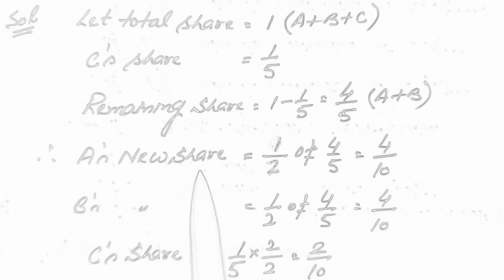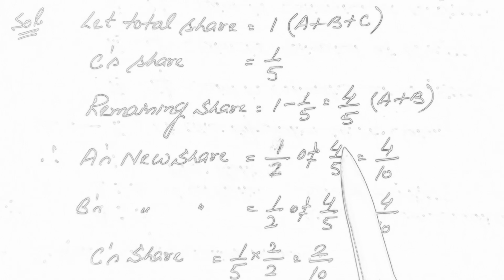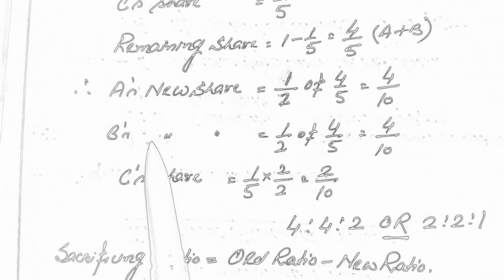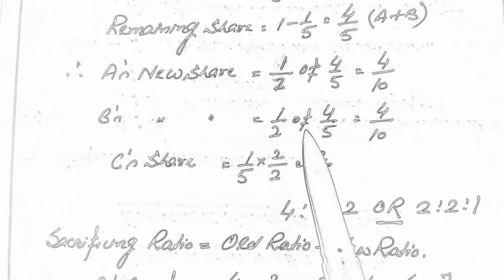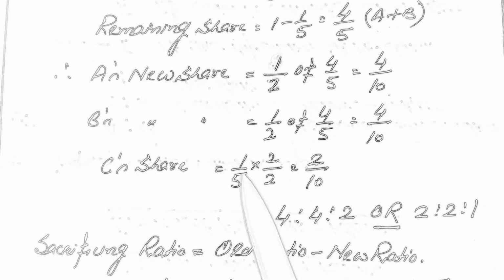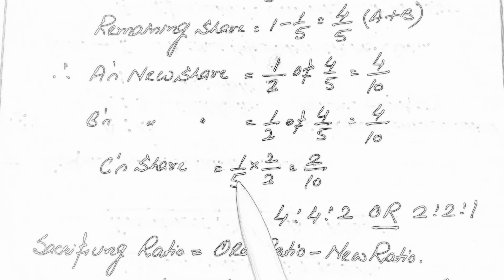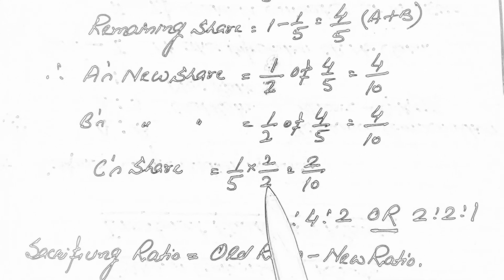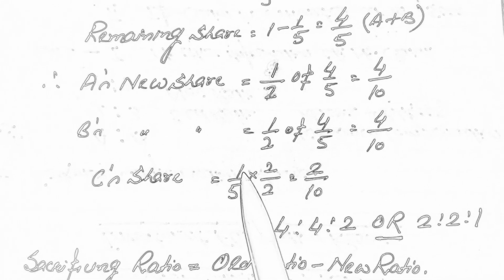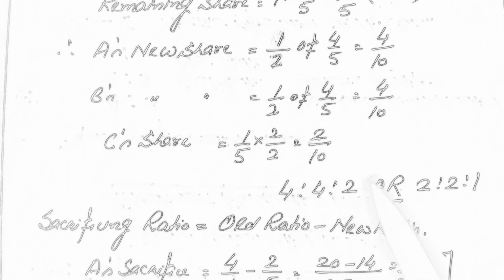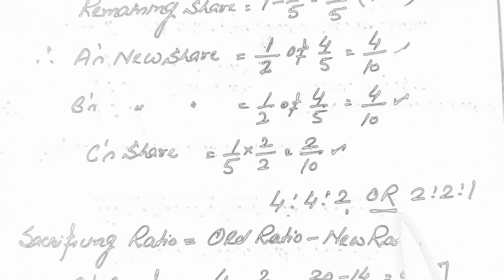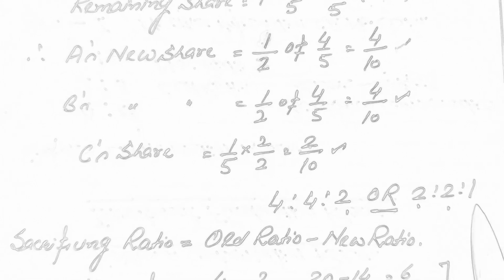Therefore A's new share is 1/2 of 4/5, that means 4/10. In the same way B's new share is 1/2 of 4/5, that means 4/10. C's share is already given in the question, 1/5. To make the LCM 10, we multiply this fraction by 2, that is 2/10. Therefore the new profit sharing ratio will be 4:4:2, or we can say 2:2:1.